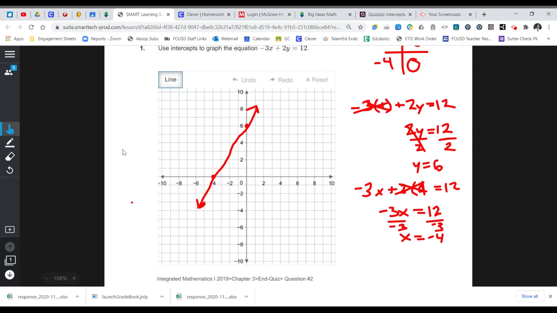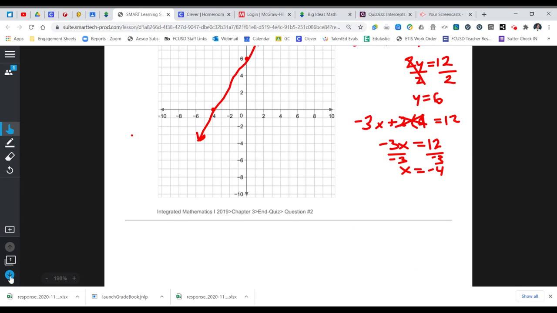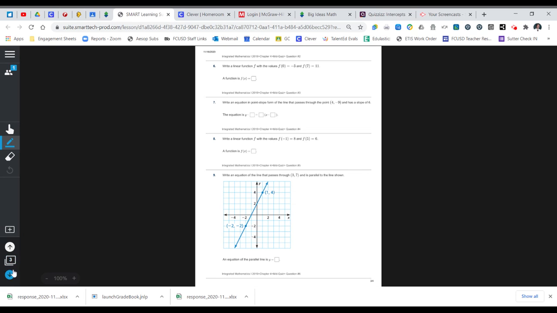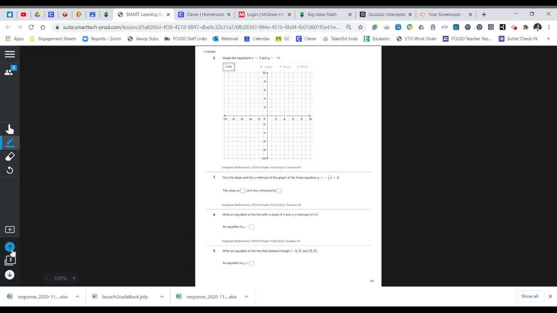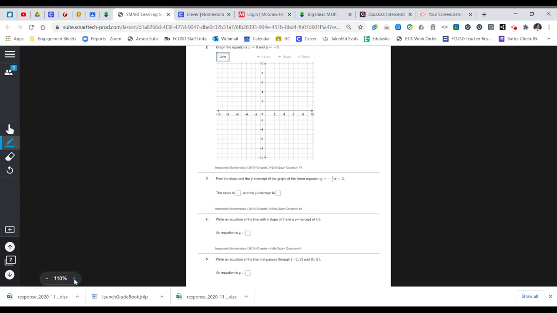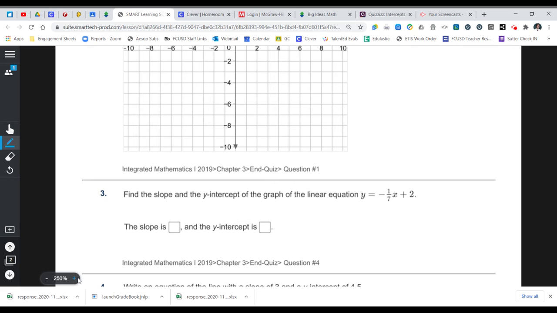Right, moving right along. I think that's the last one on this slide. Let's go on to problem 2. Oh, looks like it's not loading. There we go. All right, problem 2.